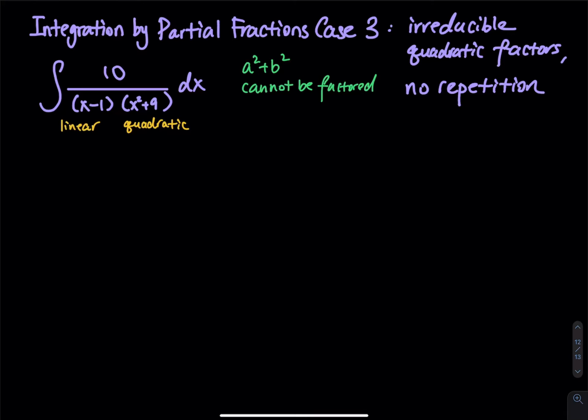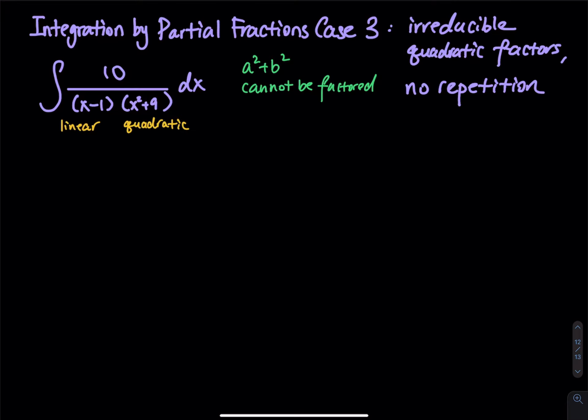In case 3 of integration by partial fractions, in the denominator, you will see irreducible quadratic factors. Irreducible means cannot be factored, and those factors are not repeated. So in this example, x minus 1 is a linear factor, and x squared plus 9 is quadratic. Second power means quadratic. The graph is a parabola. And I have to remind you that a squared plus b squared cannot be factored. You study this in elementary algebra.